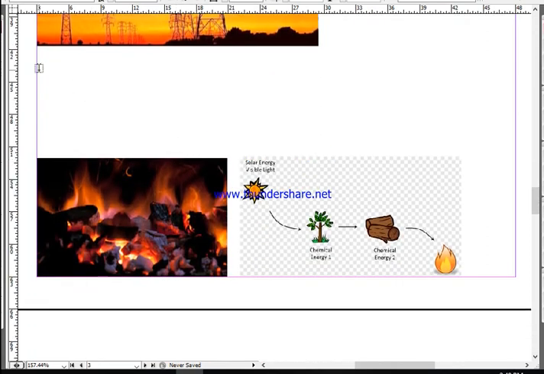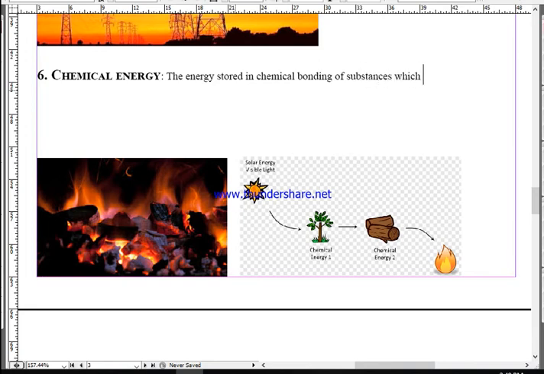And now the next one, a very important one. What is the number? 5, 6. Number 6 is chemical energy. Chemical energy: the energy stored in the chemical bonding of substances which can be released in the form of heat energy is called chemical energy.